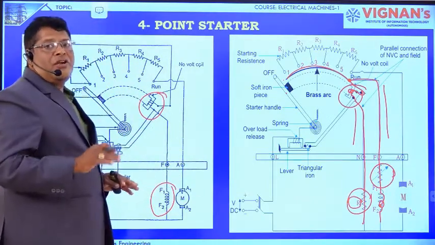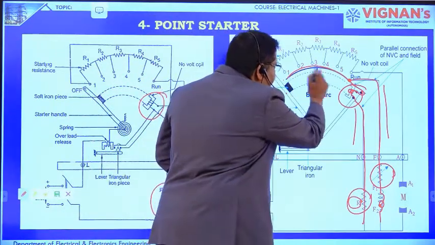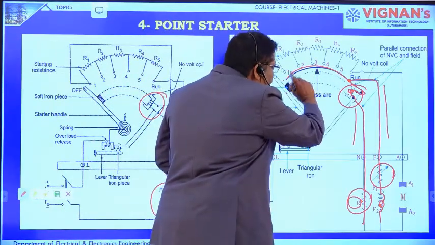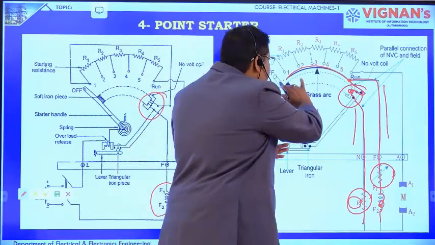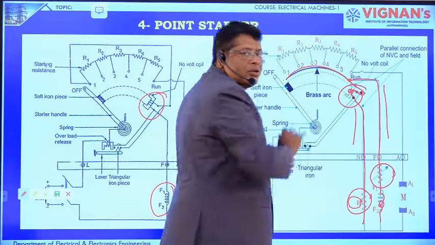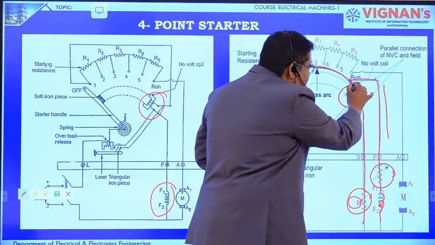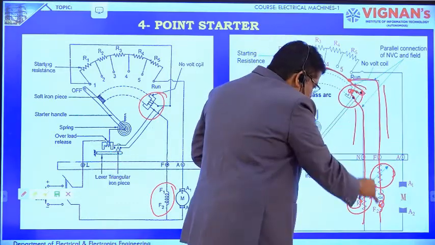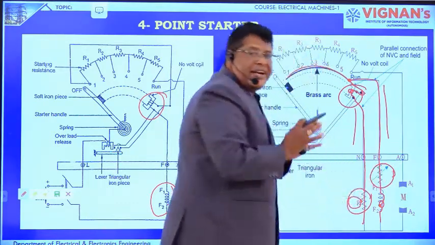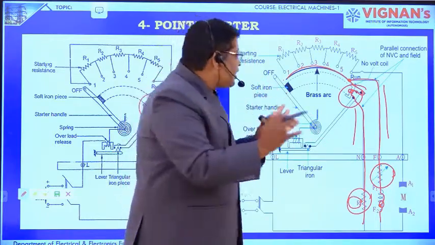That we can achieve by simply a small modification of adding some brass metal here, so that when the handle is moving, it is touching the handle and supply is available here. The remaining two are dividing. The holding circuit and the field circuit are both connected in parallel.